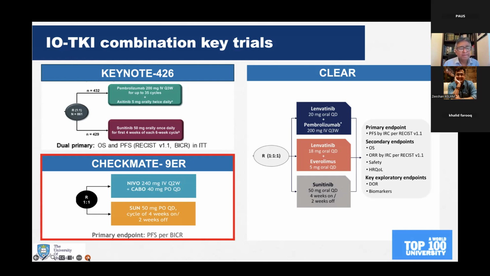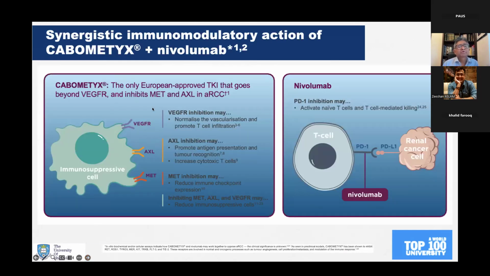CheckMate, Nivo-Cabo, again, is one of the very much recommended regimens that is used, and that is based on the fact that you've got VEGF inhibition, which normalizes the vascularization. You've got AXL inhibition, which promotes antigen presentation. So in a sense, you're changing the microenvironment as well. That's the thing between IO plus TKI. Any TKIs you're using, you're changing the microenvironment. And with the Cabo, again, MET inhibition can play a role as well.